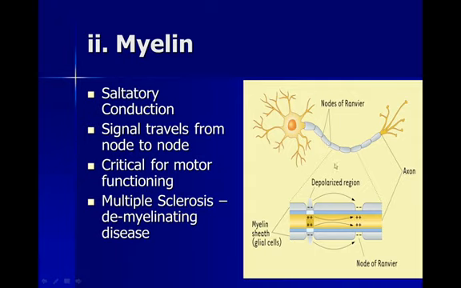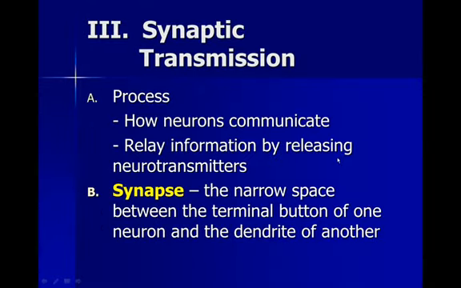So these are nodes of Ranvier, and our action potential jumps from one node to the other because the ion channels where the myelin is covering them can't open and close because they're covered. And so it gets propagated from one node to the other. So that's a very brief introduction to neurons and their structure.